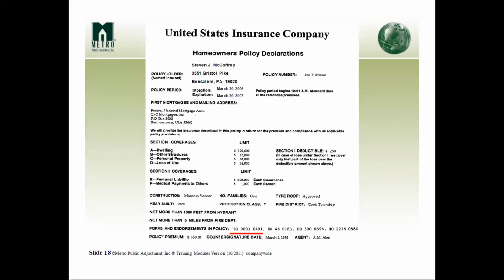You'll also see in this declarations page what year the house was built, what fire district it's in, identifying its location to a hydrant and the fire department. You won't find that on every policy. The companies have different standards as to what's included on the dec page. You will note on this one that the endorsements are only in a numbered format. In most policies that we review, we will find the endorsements actually spelled out a lot more clearly.